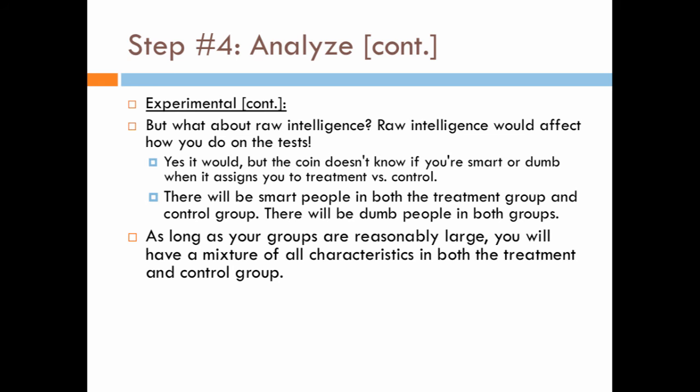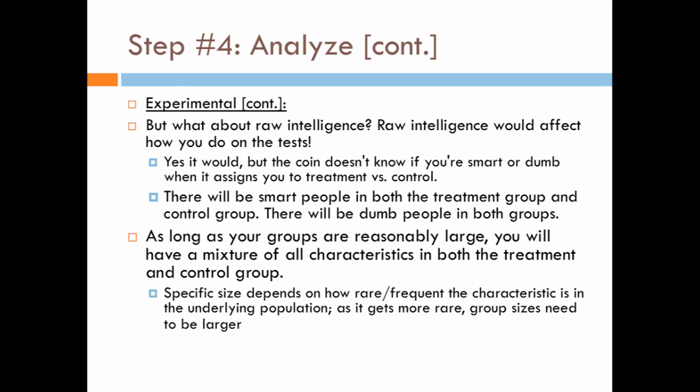As long as your groups are reasonably large, you will have a mixture of all characteristics in both the treatment and control group. The specific size of the sample depends on how rare or frequent the characteristic is in the underlying population. As it gets more rare, group sizes need to be larger to ensure variation in both control and treatment groups.